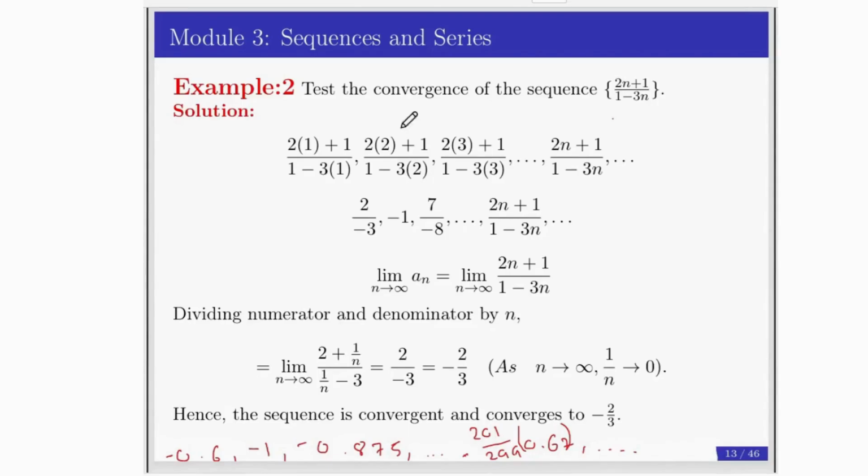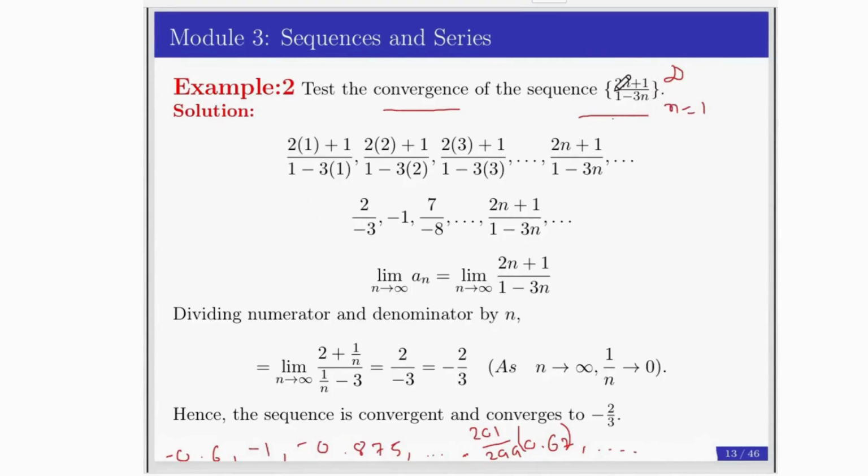Example number 2: test the convergence of the sequence {(2n + 1)/(1 − 3n)}. So this one is a sequence. Here n varies from 1 to infinity. The question is to check whether this sequence is convergent or not. For this, first we find the terms of the sequence.